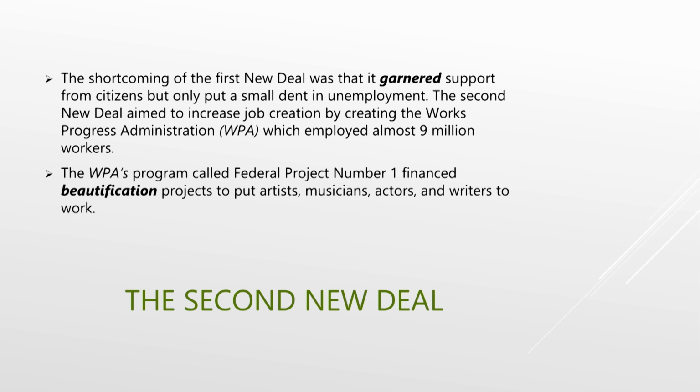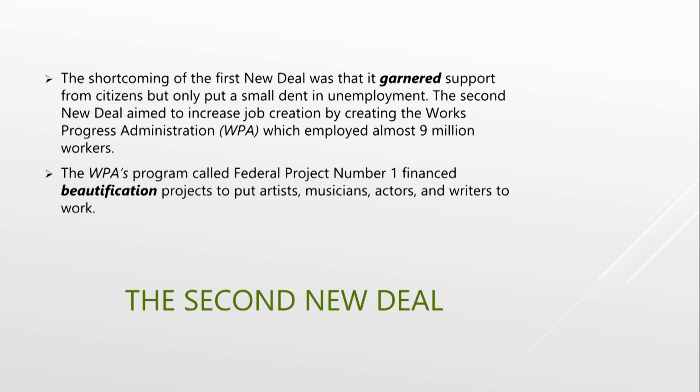All right, the second New Deal. The shortcoming of the first New Deal was that it garnered support from citizens, but only put a small dent in unemployment. Now you have to understand there were millions of people, of course, that were unemployed. And so the purpose of the second New Deal was to increase job creation by creating something called the Works Progress Administration, which employed almost 9 million workers by the beginning of World War II.